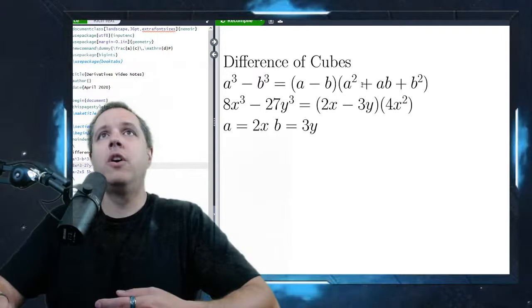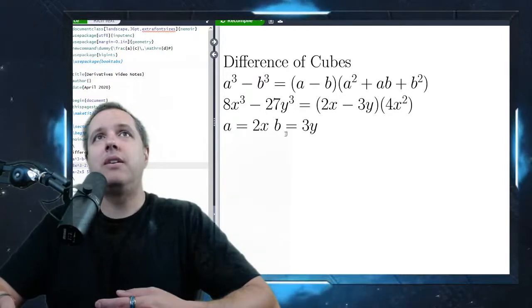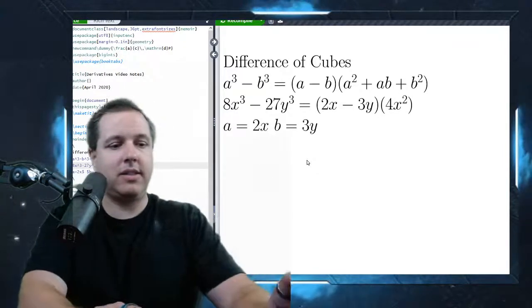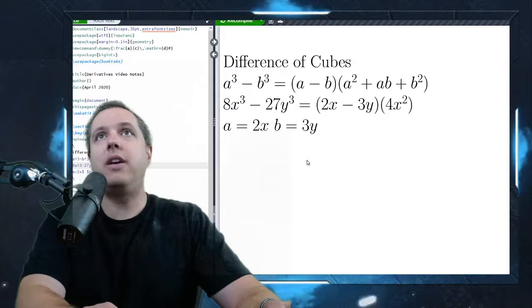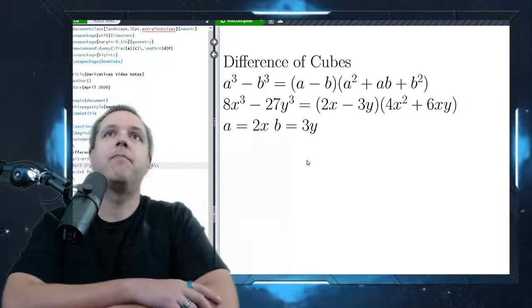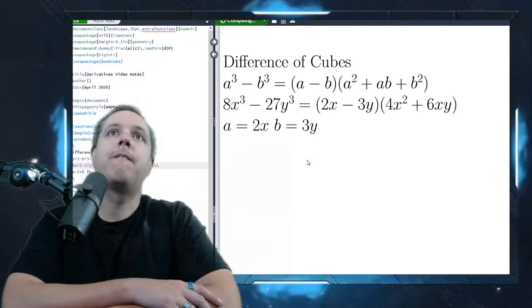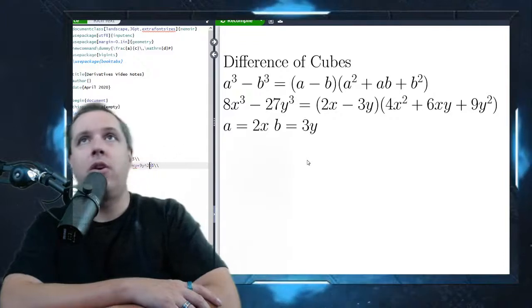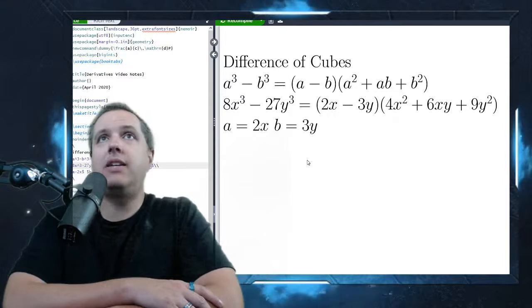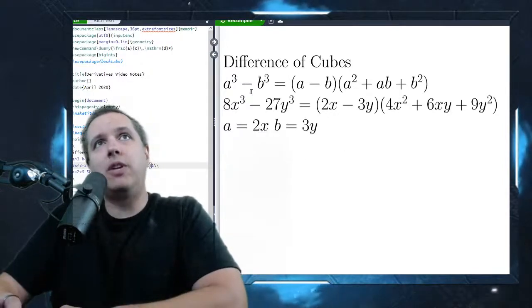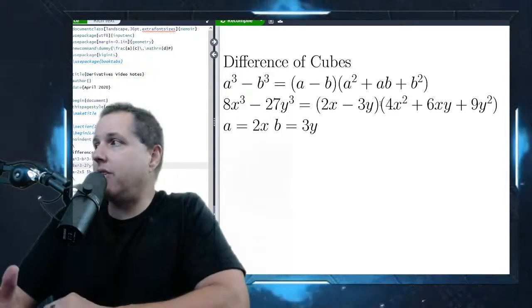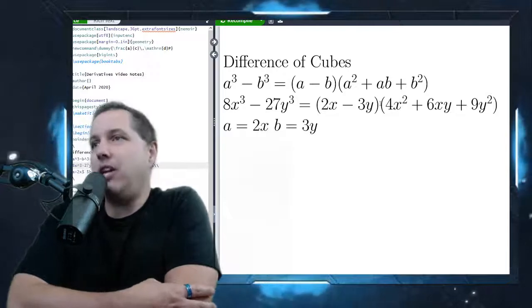Okay. Then we've got plus AB. So A times B is 6xy. So I'm going to get plus 6xy. And then plus B squared would be 9y squared, right? And there we go. We've got that thing factored. We just factored that as a difference of cubes. So see how it was written originally as a difference, but now it's a product. It's two things being multiplied together. That's the whole point.